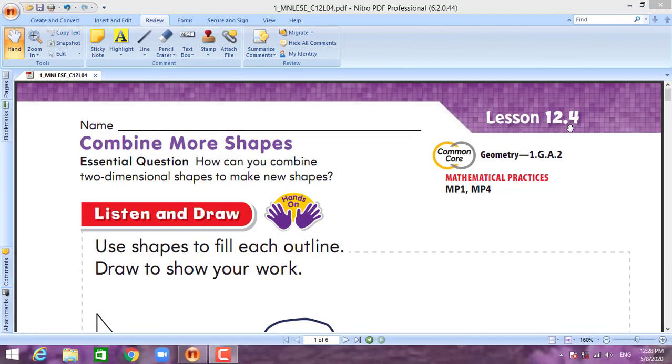Lesson 12.4 Combine more shapes. In this lesson, we are going to combine more two-dimensional shapes. We learned that we can combine two-dimensional shapes to make new shapes. We can put two-dimensional shapes together to make other new shapes.